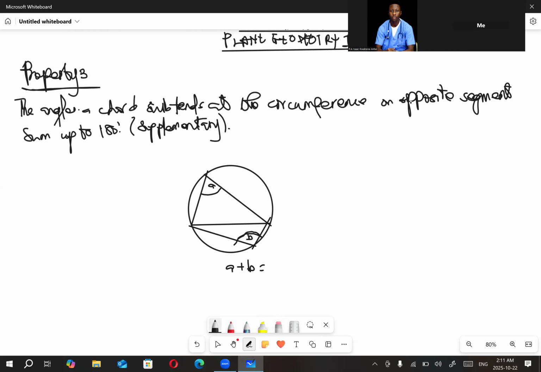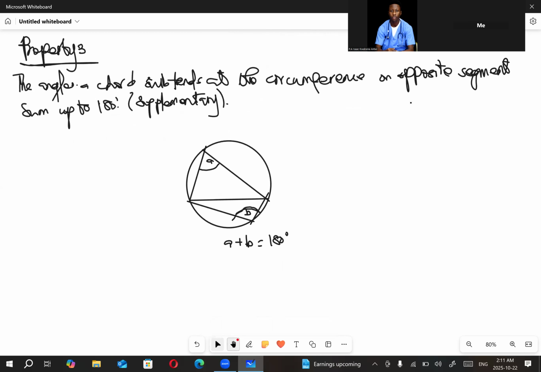Sometimes you might be given some unknown angles and you'll be asked to search for them. Now you know that when one chord makes angles on a circumference at opposite segments, then those angles add up to be 180. If this property comes to your mind, then if you know one angle, let's say A was 20 degrees, then you can say A and B must add up to be 180. So if A is 20, then the other one will be what?